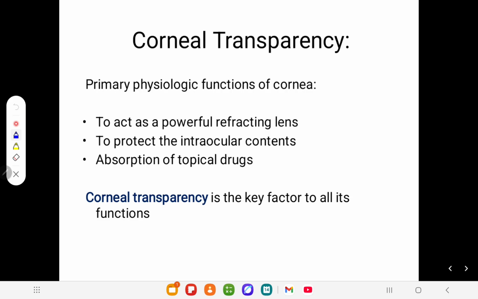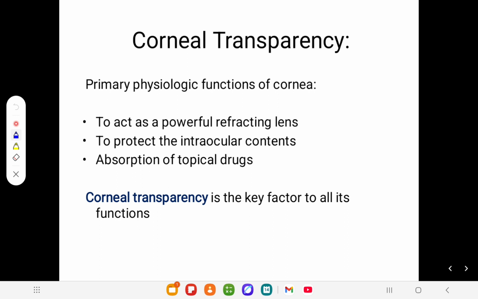So let's talk about transparency, which is a very hot topic in corneal physiology. In corneal physiology there are two hot topics. One is corneal transparency, and the other is corneal hydration, which is basically maintaining the cornea in a relatively dehydrated state. These two topics are obviously correlated with one another, and there is a common theme there.